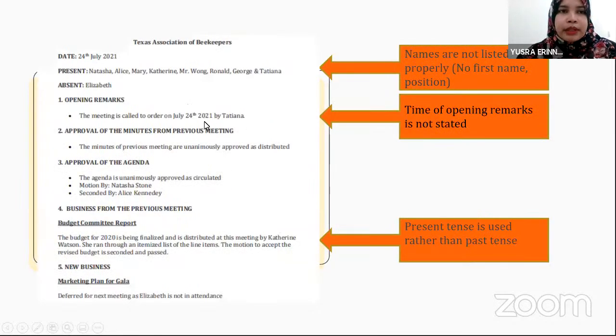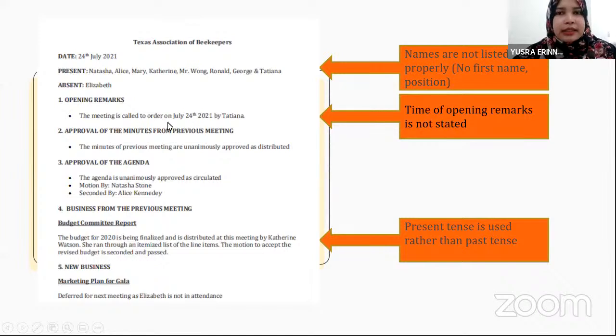All right. Okay, so this is another example of bad minutes of meeting. The most glaring thing that you can see is the names are not listed properly. There are no first names and also positions. In our context, we don't have first names, right? So basically you need to write their full name, and also position.